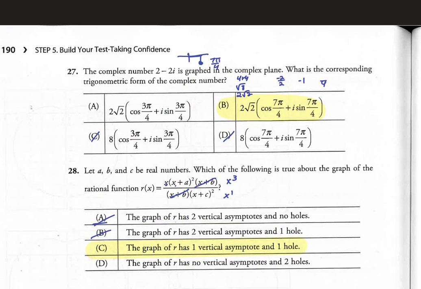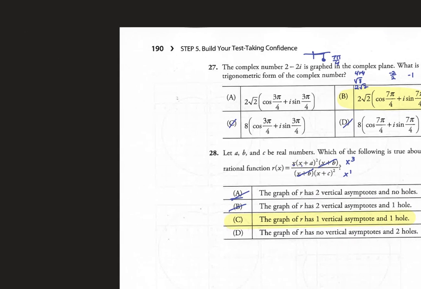Okay, 27 says the complex number 2 minus 2i is graphed in the complex plane. What's the corresponding trig form of the complex number? So we're going from complex or rectangular form, which is your xy, to polar or trig form. It's the same process. Those both mean the same thing, okay?